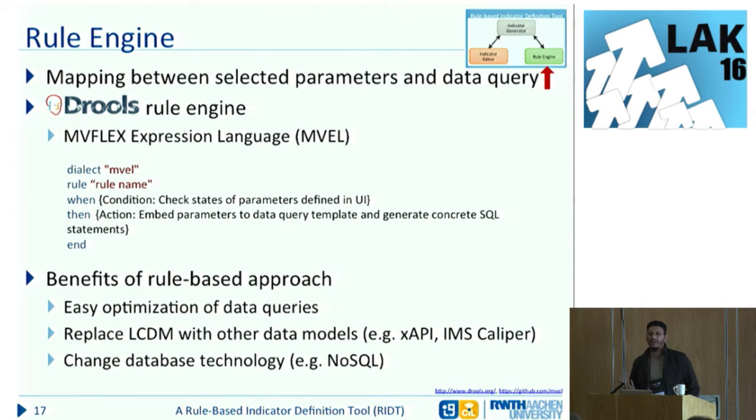The benefit of this approach is that we can easily optimize these queries later on. We don't have to update the system altogether. And of course, if in the future we want to port the learning context to some more familiar data model, we should be able to incorporate it with these rules. And if we want to change the underlying architecture, that's also possible, to have NoSQL things.